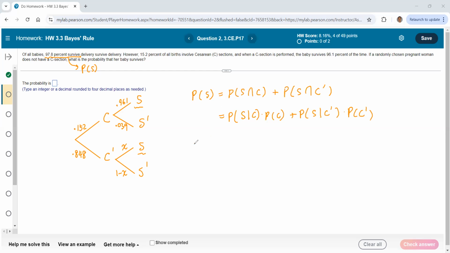And we know P(S) is 0.978 and the probability of S given C is 0.961, which is here. Okay. And the probability of C is 0.152. And then this is what we're looking for, right? Probability of S given C prime. And then probability of C prime, we know that is 0.848. So we solve for X, all right? And I'm going to pause, use calculator to find it.